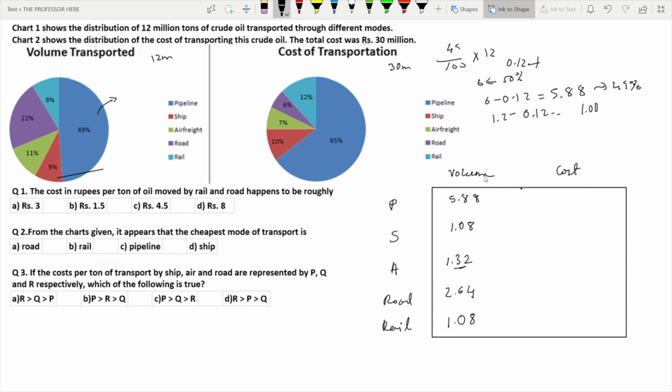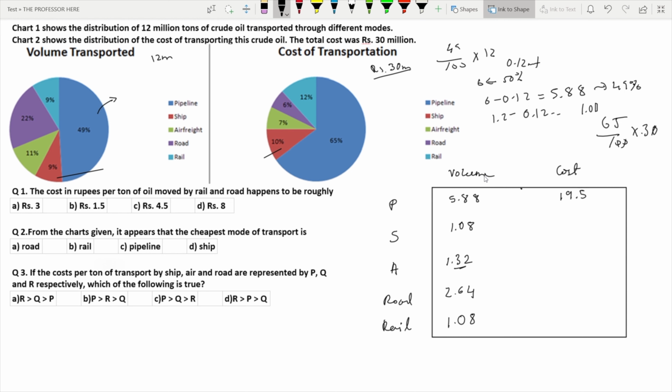As you do more and more questions, you will find it easier to fill up the table, or calculate this value is much easier. So now let's calculate the cost. The total cost is 30 million rupees. So 65% means 65 by 100 into 30. So all I have to do is to multiply 65 into 3 and divide by 10. So 65 into 3 is 195 and divide by 10 I will get 19.5. For ship it is 10%.